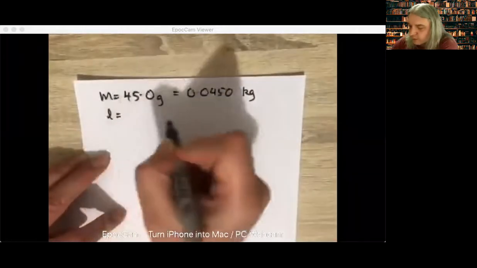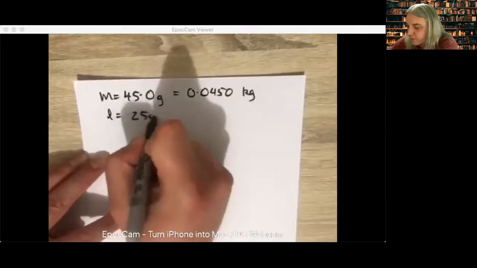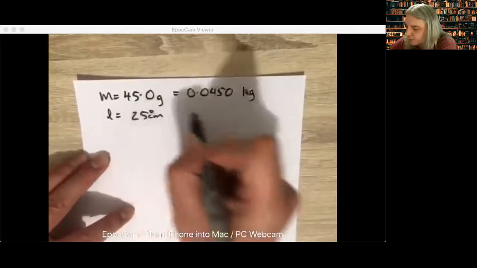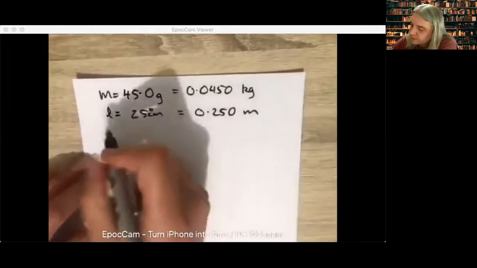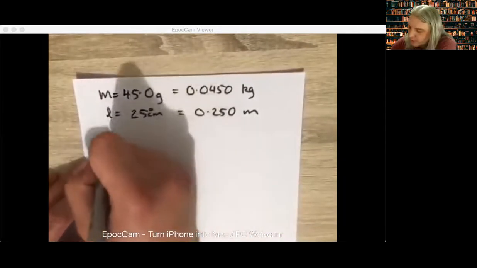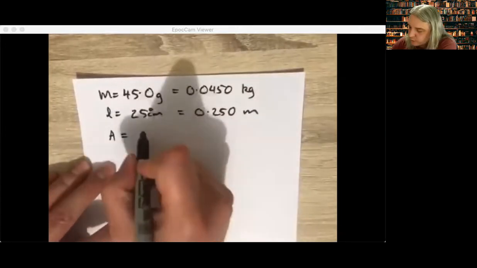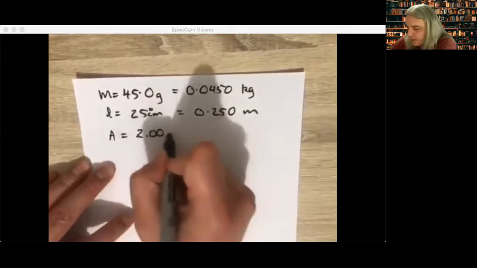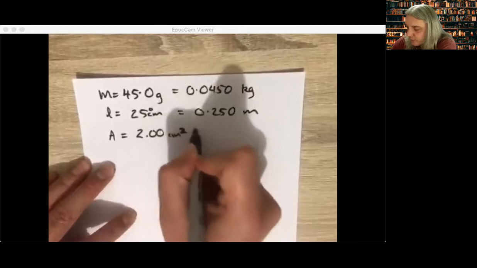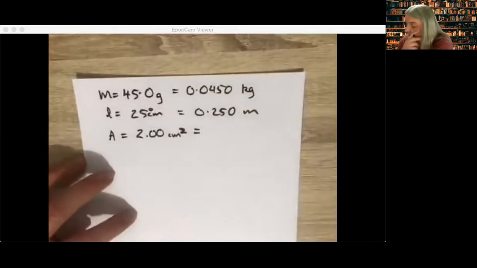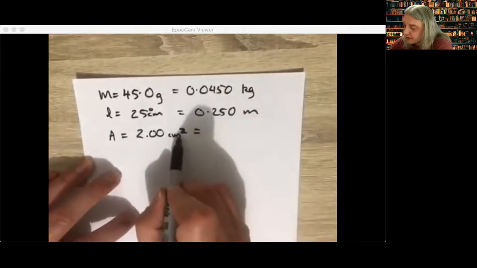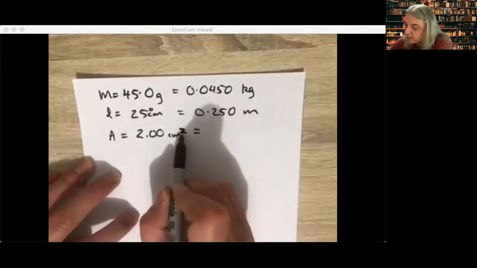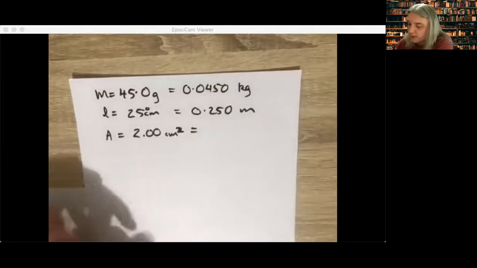Length is equal to 25.0 centimeters, which is equal to 0.250 meters. And the cross-sectional area A is equal to 2 centimeters squared. Now, when you have an area that you're converting into a different unit, you have to remember to change the unit twice. So I'll take a second to remind people of how this works.